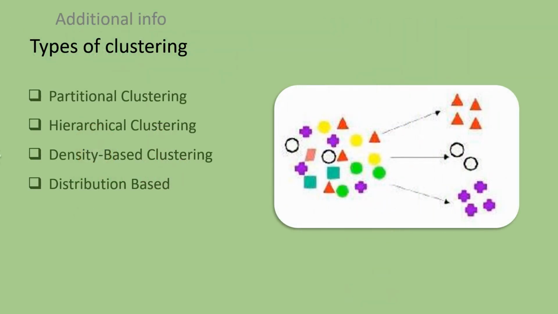These are some of the important types of clustering. Partitional clustering is grouping based on their similarity. K-means is a partitional clustering.